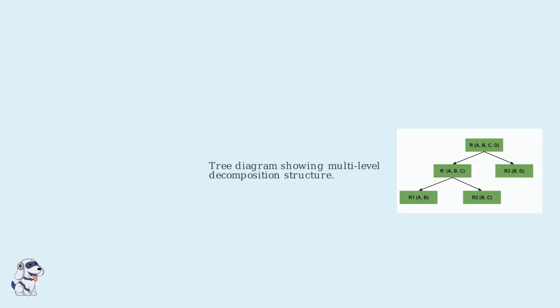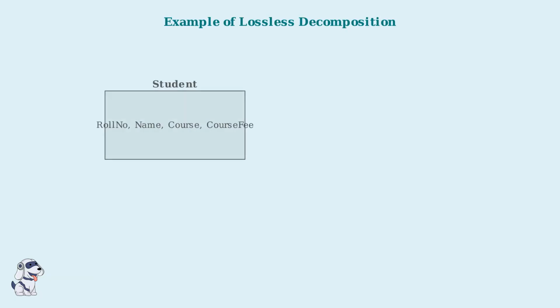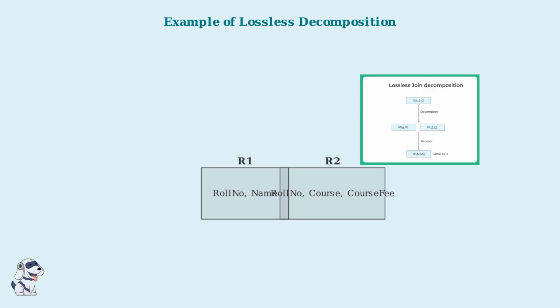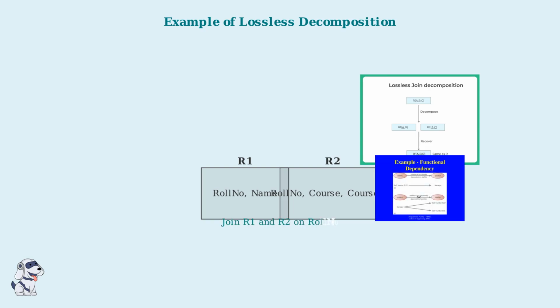Consider a student relation with attributes role-no, name, course, and course fee. We have functional dependencies. Role-no determines name and course determines course fee. If we decompose this into R1 containing role-no and name, and R2 containing role-no, course, and course fee, the decomposition is lossless. Joining R1 and R2 on role-no will perfectly reconstruct the original student relation because role-no is a key in R1.